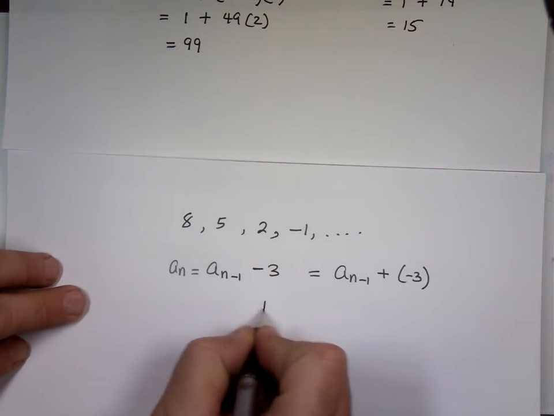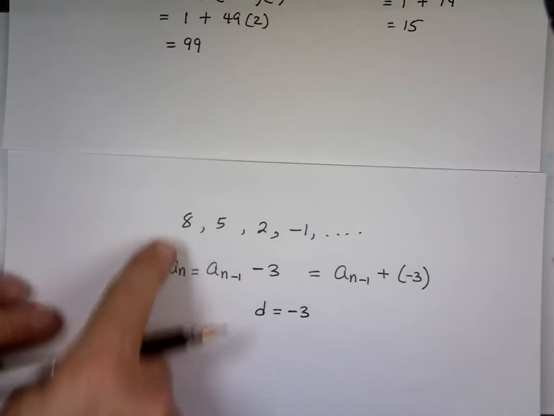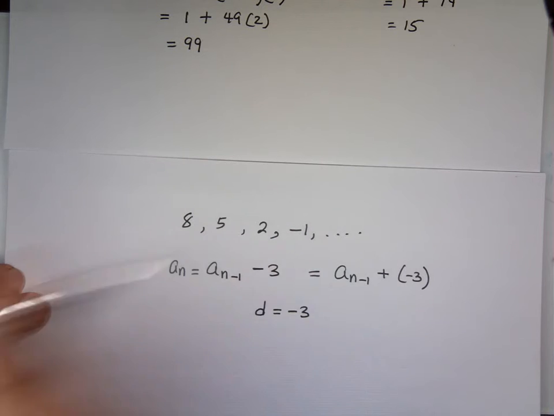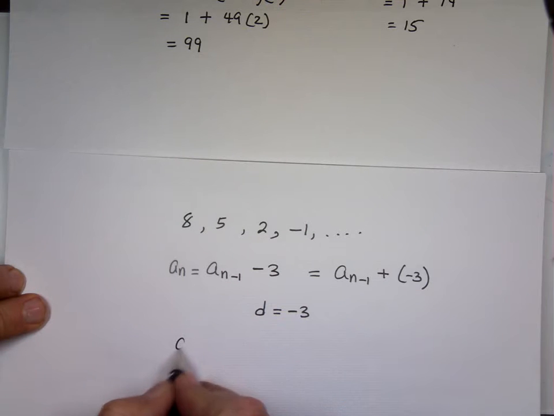So the D here is going to be what? Negative 3. First number, second number, third number, fourth number. Let's find the 5th number. It should be what? Negative 4? 1, 2, 3, 4. Let's find the 5th. Let's see if it's negative 4.